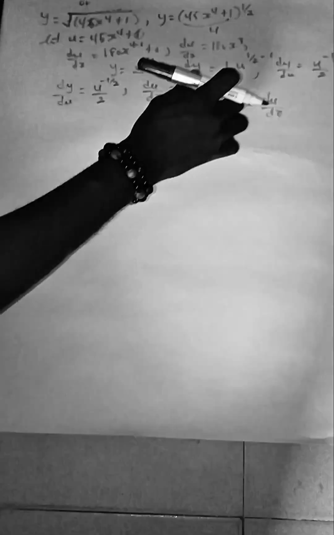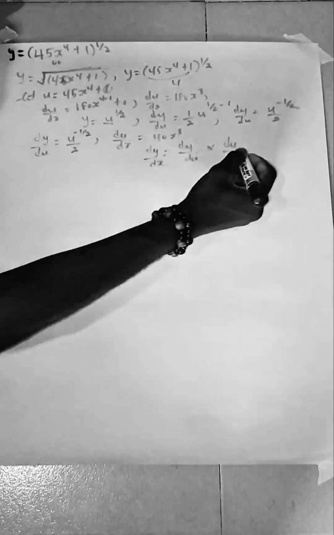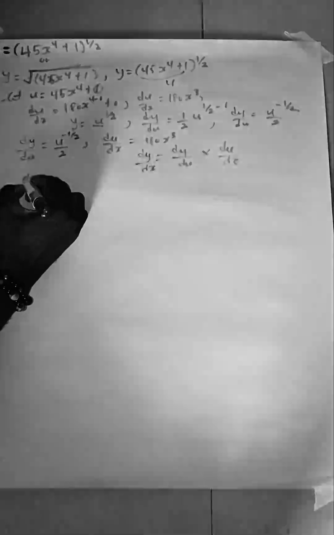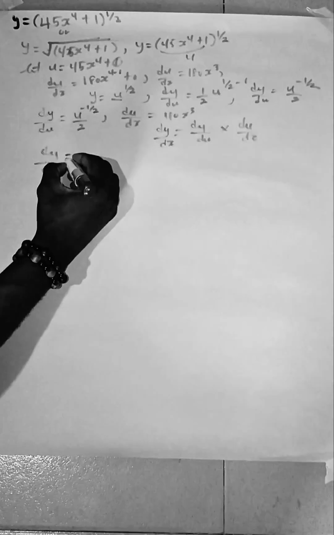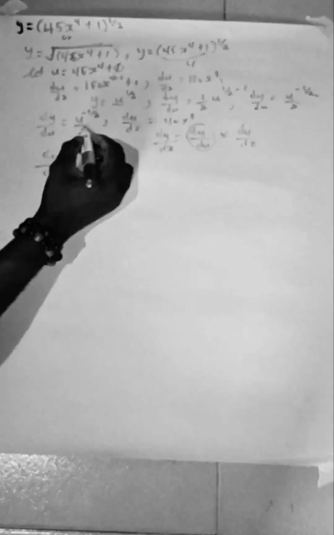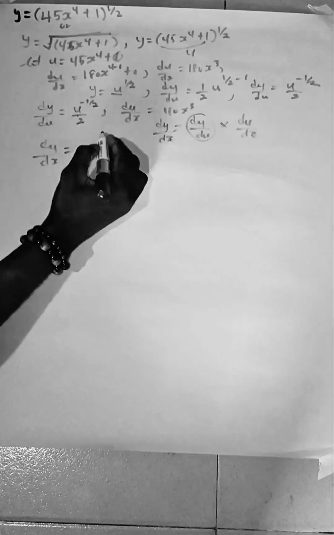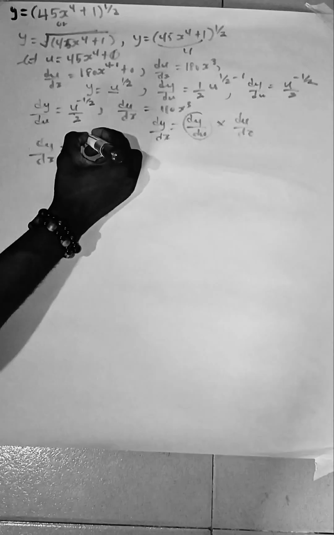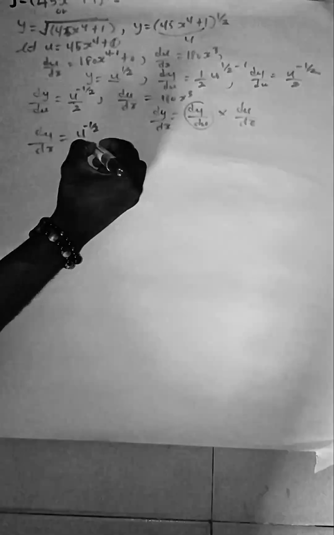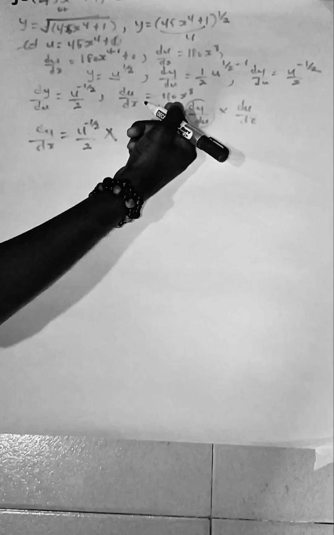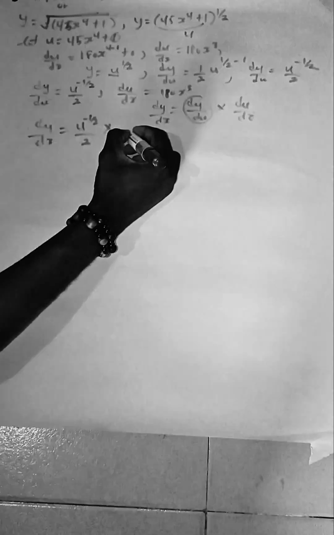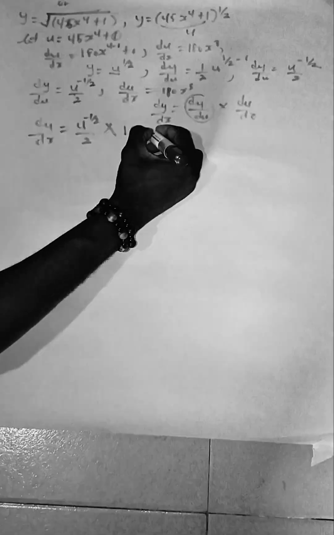We have our candidates, rather. So let's plug them into the equation of the function. So our dy by dx is going to be dy by du, which is u raised to the power minus 1 over 2, over 2. So we have u raised to the power minus 1 over 2 over 2, and multiplied by du by dx, which is 180 x raised to the power 3. So we have times 180 x cubed.